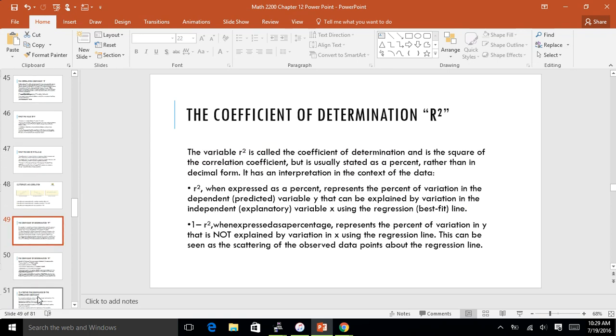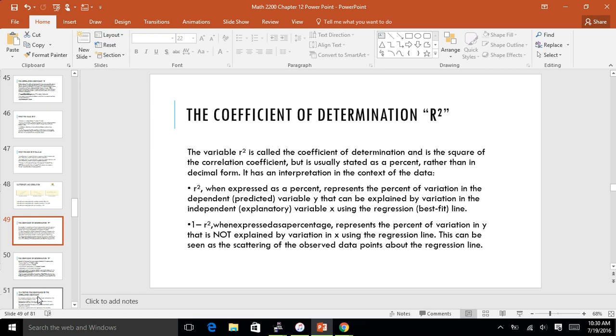All right, the coefficient of determination, R squared. This variable is the square of the correlation coefficient, but it's usually stated as a percentage rather than in decimal form. I know the calculator gives it to you in decimal form, but you want to make it a percentage. R squared, when expressed as a percentage, represents the percentage of variation in the dependent variable, Y, that can be explained by the variation in the independent variable, X. So what does that mean again? We're saying that the variation in Y can be explained by the variation in X.